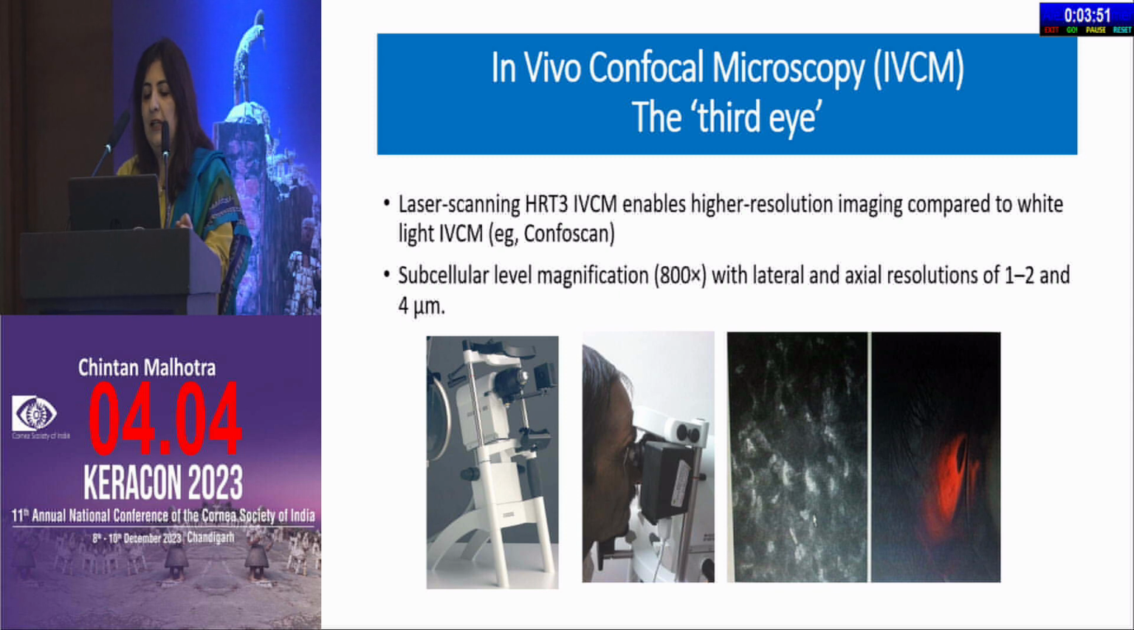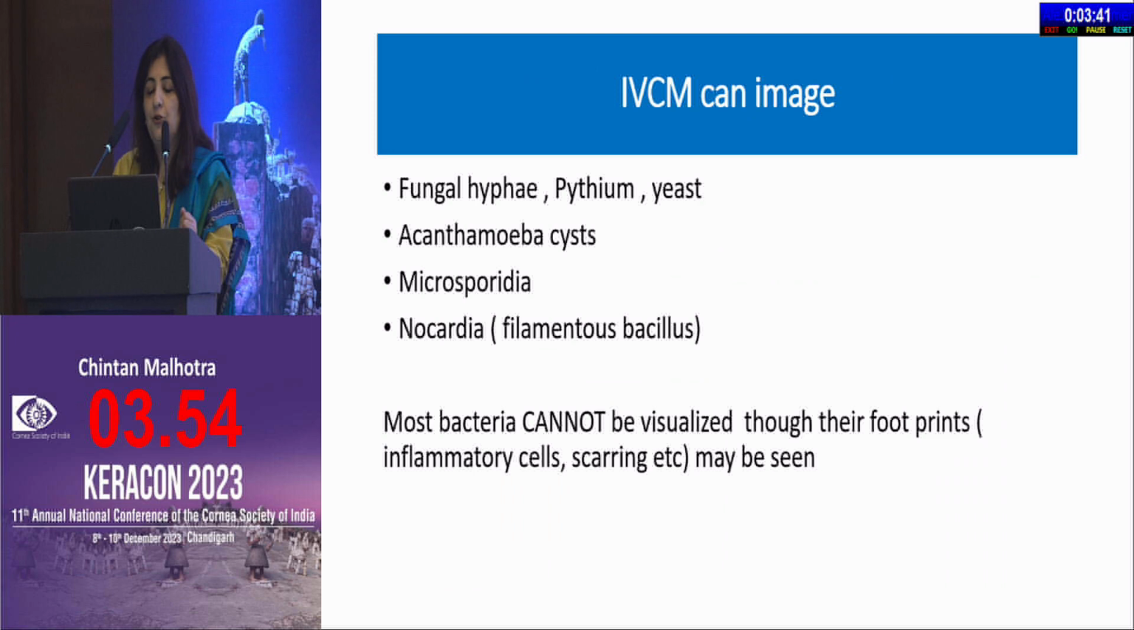And the laser scanning HRT IVCM enables a higher resolution. It allows us almost an 800 times cellular magnification with a very low axial resolution of 1 to 2 microns. So the IVCM can image fungal hyphae, pythium, yeast, Acanthamoeba cysts, microsporidia, and nocardia, which is a filamentous bacillus. Most bacteria, apart from nocardia, however, cannot be visualized, though their footprints in terms of scars and inflammatory cells may be seen.